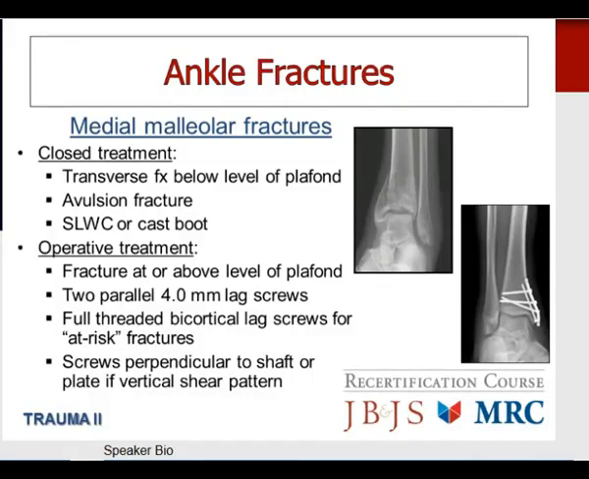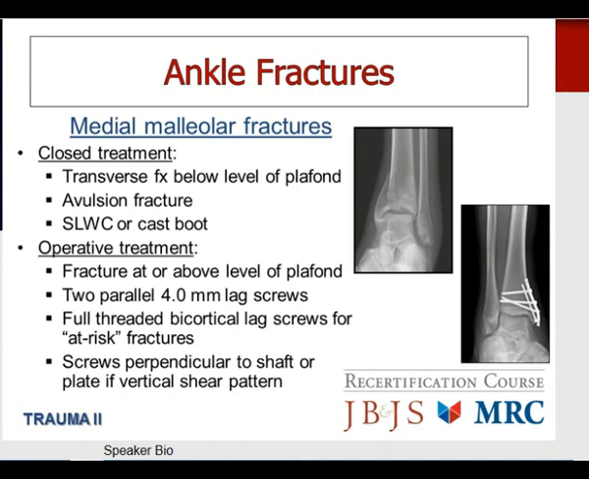Now, talking about ankle fractures, medial malleolar fractures: closed treatment is appropriate for transverse medial malleolar fractures below the level of the plafond, as well as avulsion fractures involving the tip of the malleolus. The patient typically can be managed with a short leg walking cast or a cast boot with weight bearing as tolerated. Operative indications for medial malleolar fractures include the displaced fractures at or above the level of the plafond.